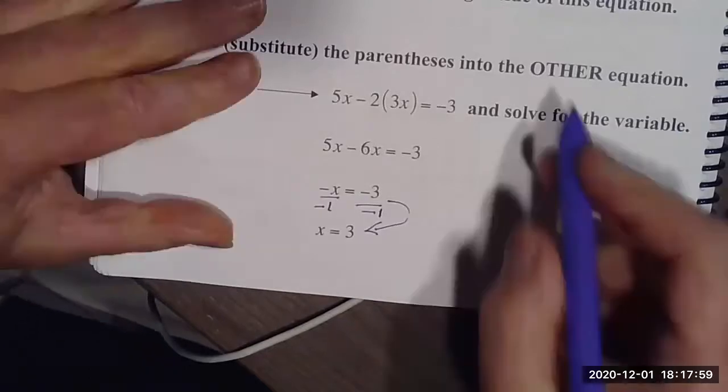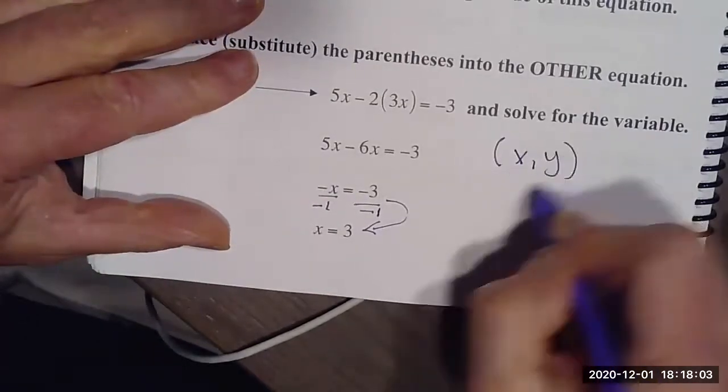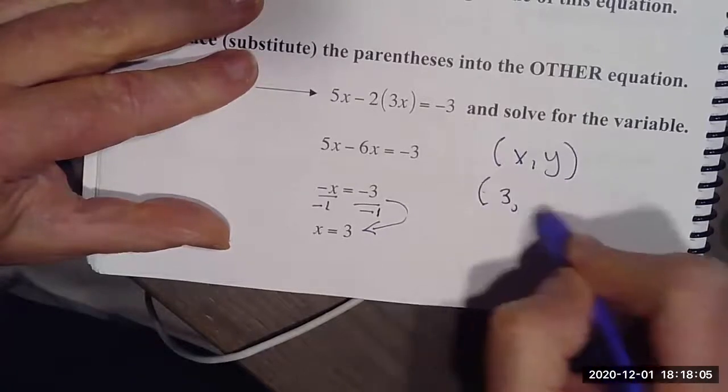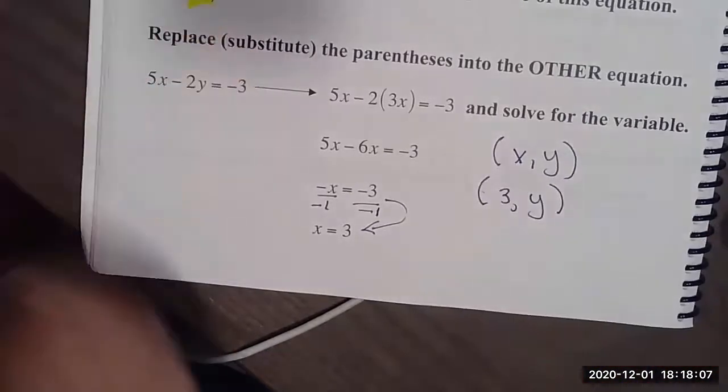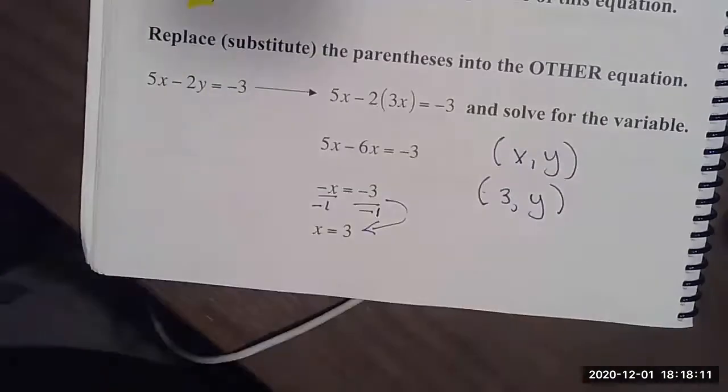Remember, an ordered pair looks like this, x comma y. Oh, okay, so you got 3 comma, I don't know. I got to find the y. So the next page tells you what the next step is.